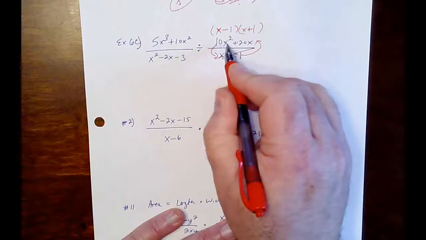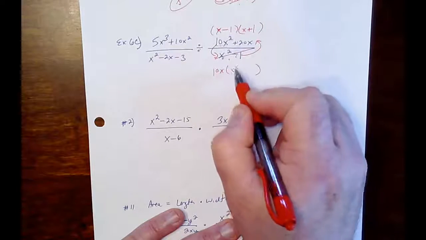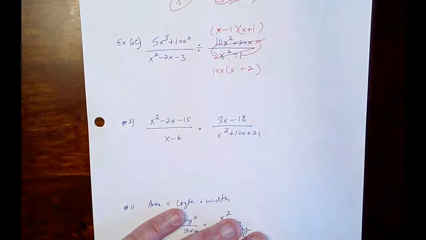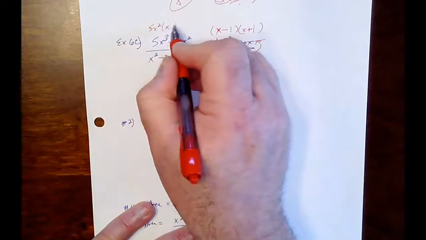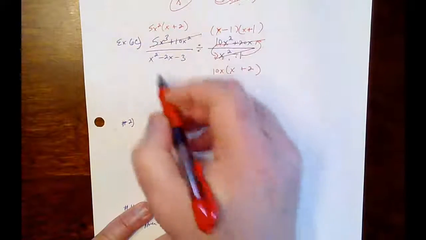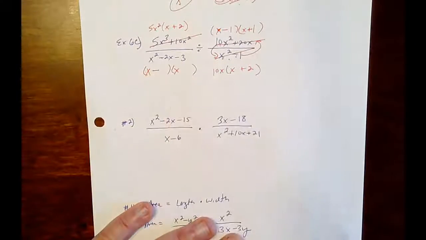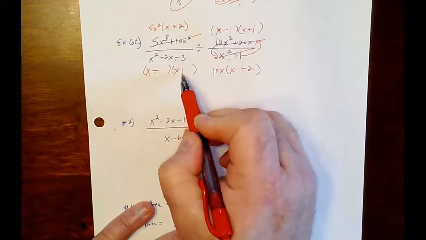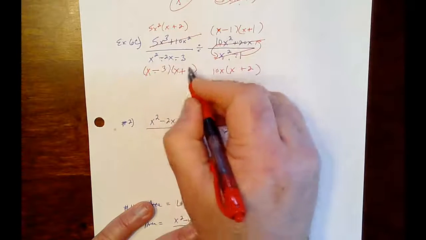Down here, 10x squared and 20x have a GCF of 10x, with one bracket. 10x times another x is 10x squared. 10x times 2 is 20x. Up here, GCF of 5x squared leaves x plus 2 behind. Down here, trinomial is 2 brackets. X squared is x times x. First sign of negative goes in the first bracket. The last sign tells me to go same or different. In this case, it means different than this, which is plus. Factors of 3 that have a difference of 2 are 3 times 1.